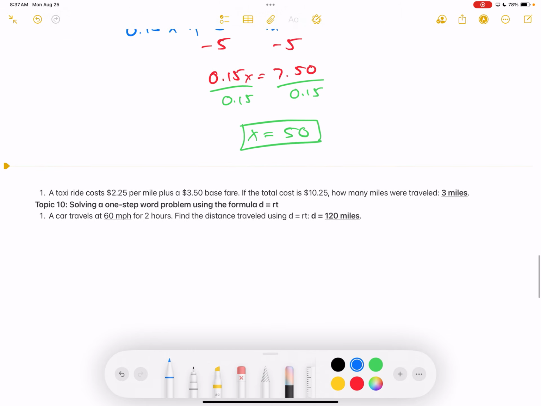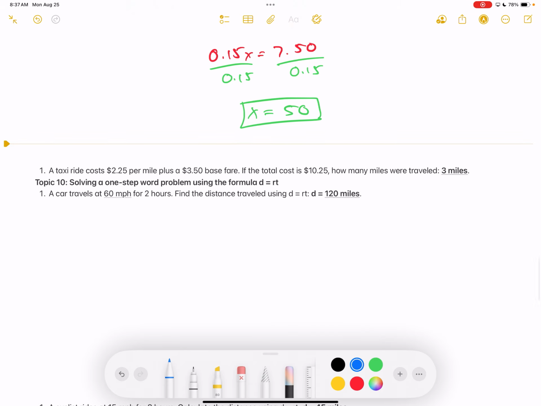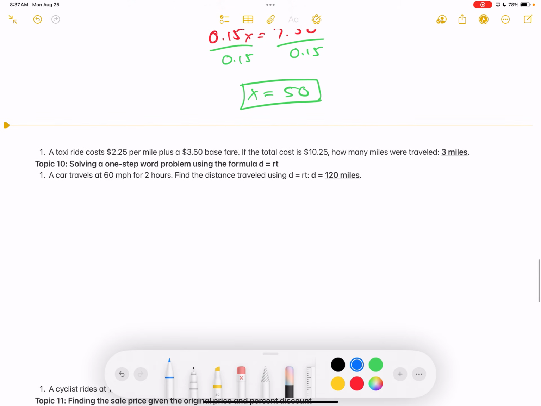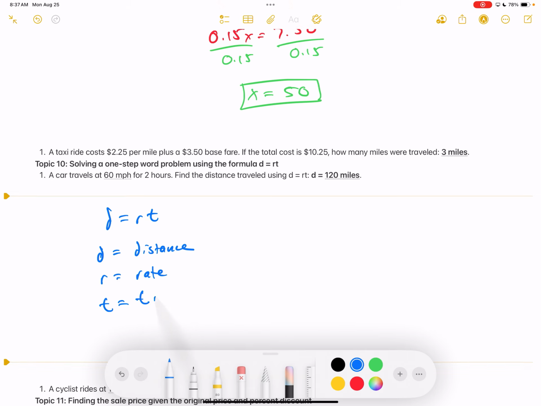All right, a car travels at 60 miles an hour for 2 hours. Find the distance traveled using D equals RT. So D equals RT. Anytime you get an equation in a math class or a science class, take 2 seconds and write down what each variable means. Most of y'all probably know what D equals RT means, but it's always good when you get word problems to be able to go back and easily identify those.